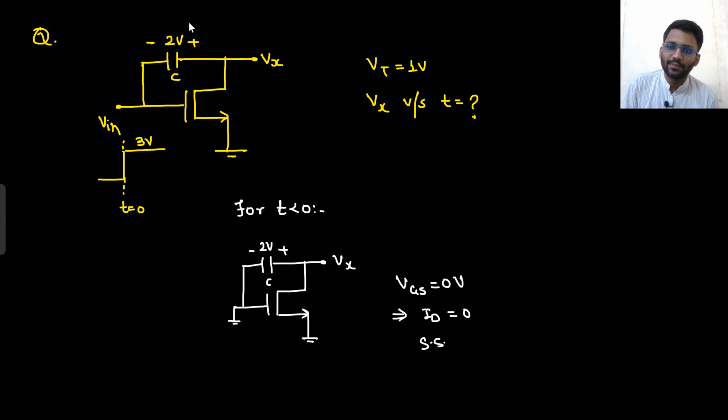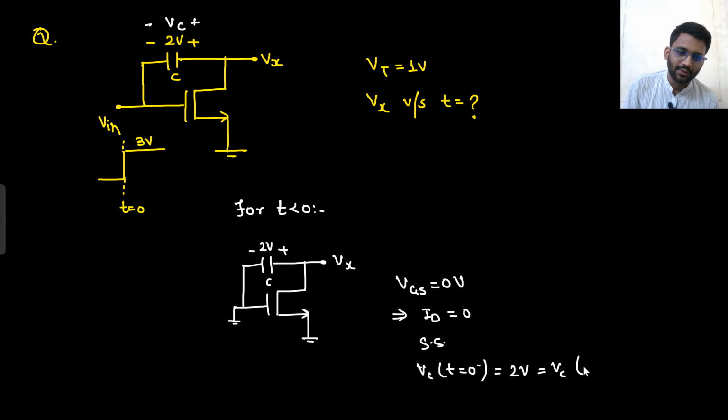So let's call this potential Vx. Not Vx, sorry, it will be Vc. So your Vc for t equals 0 minus would be 2 volt only, and that will be the same for Vc at t equals 0 plus. Now let's see the circuit for t greater than 0.